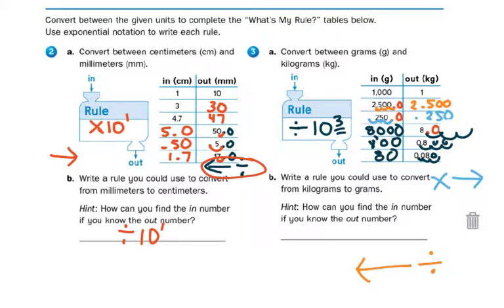The answer would be 80. So write a rule you could use to convert from kilograms to grams. In other words, how could you find the in number if you know the out number? Well, we multiply by 10 to the third, which means move the decimal place 3 places.